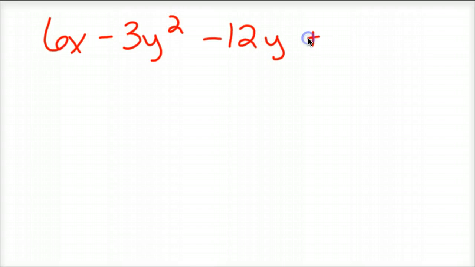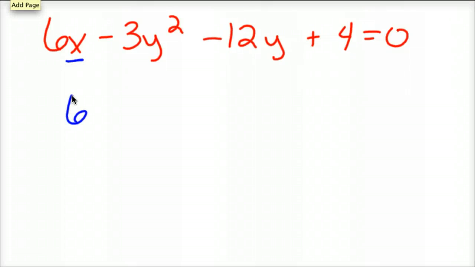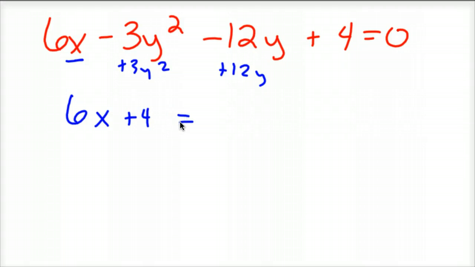But what happens if you have something where you have to complete the square? Okay, so what if you have this in general form like this? Well, we're going to go ahead and solve for the variable that's not squared, in this case the x. And so we'd have 6x. I'm going to move everything else to the right. So you're going to add 3y squared. You're going to add 12y. I'll leave the 4 alone for now. So you'd have 6x plus 4 equals 3y squared plus 12y.